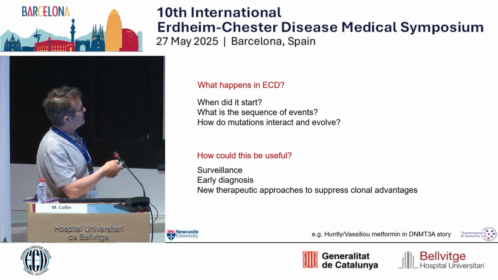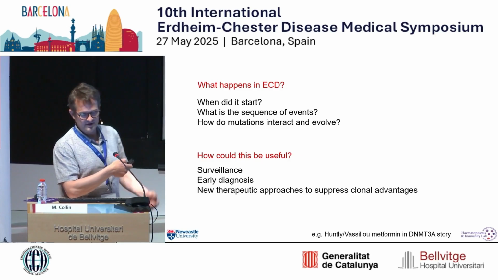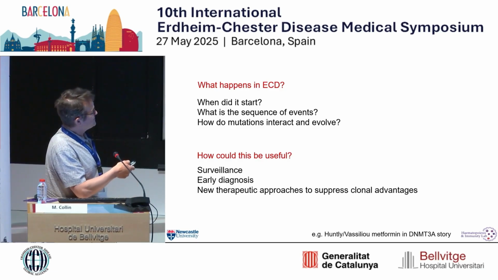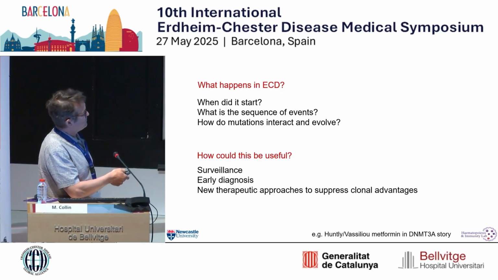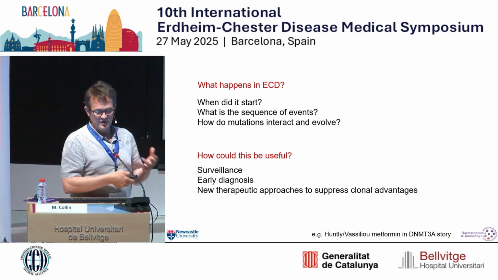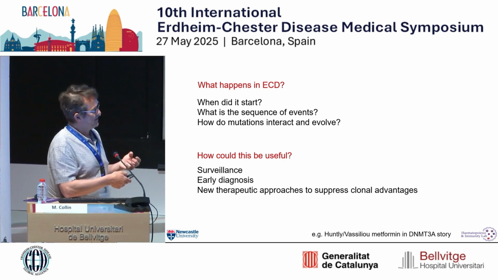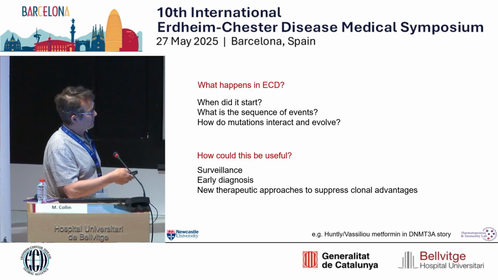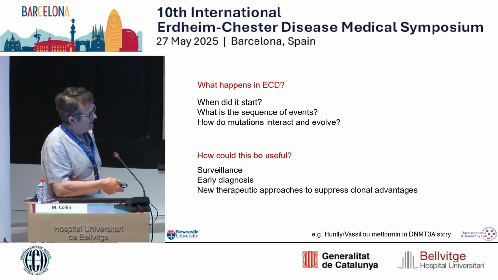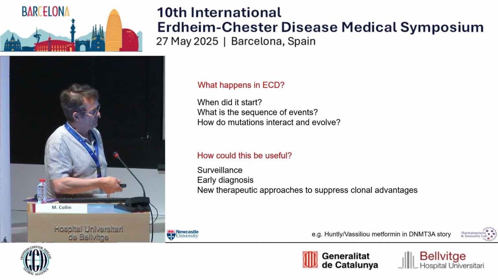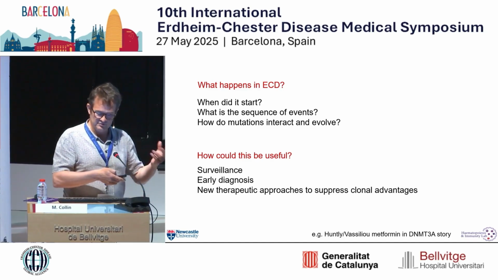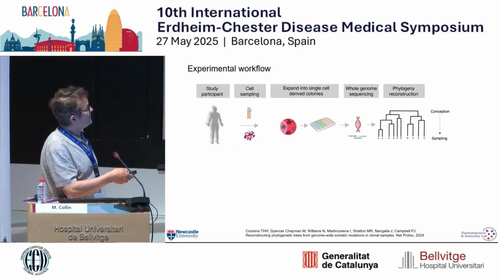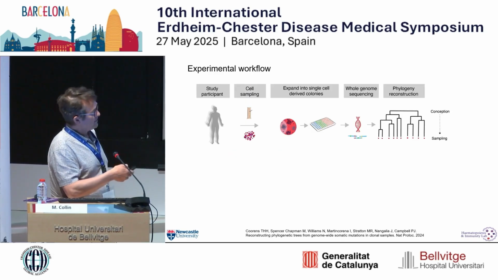And this potentially might be useful for surveillance or early diagnosis of patients, and it might even offer some new therapeutic approaches. For example, if we see specific events occurring early on that have clonal advantages, there may be some way to modify these pharmacologically. And there's a recent example of this in DNMT3A clonal hematopoiesis, which can be modified by metformin, which reduces the advantage of the clone. So how is this done?